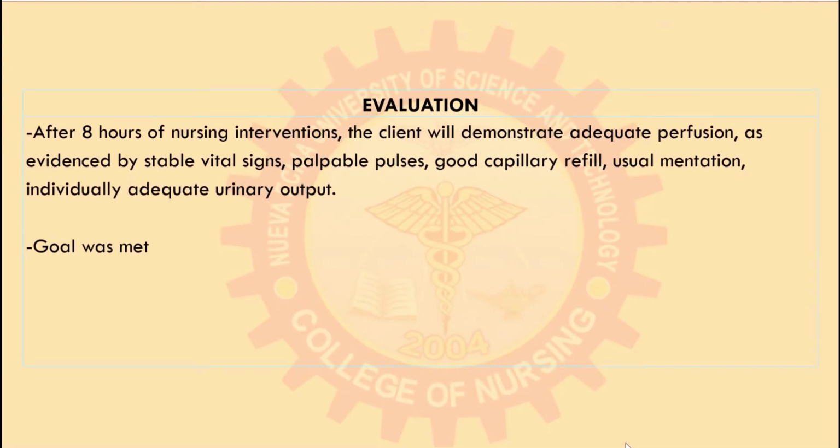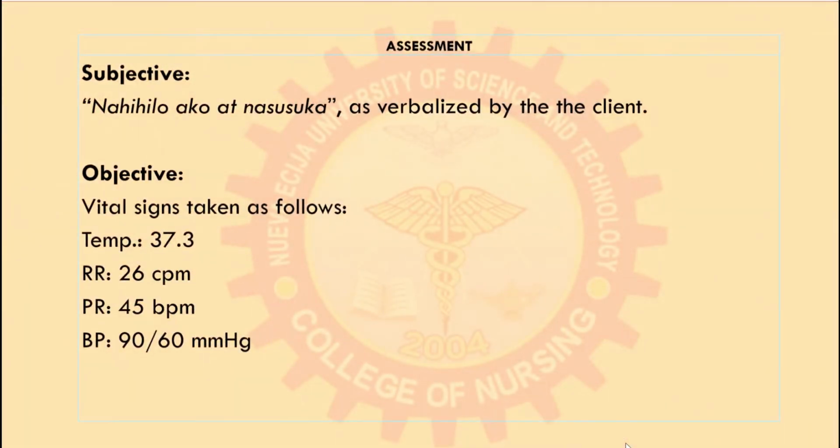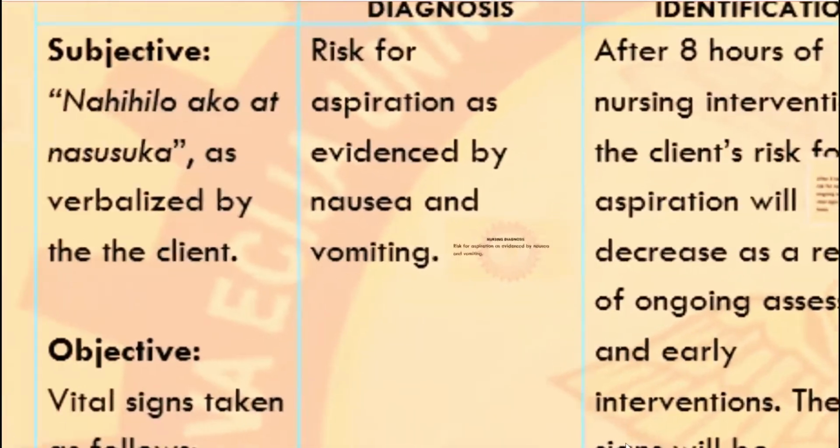For the evaluation, after 8 hours of nursing interventions, the client demonstrates adequate perfusion as evidenced by stable vital signs, palpable pulses, good capillary refill, usual mentation, and individually adequate urinary output, and lastly, the goal was met. For the third nursing care plan, assessment, subjective. "Nahihilo ako at nasusuka," as verbalized by the client. Objective, vital signs taken as follows: temperature of 37.3 degrees Celsius, respiratory rate of 26 counts per minute, pulse rate of 45 beats per minute, and blood pressure of 90/60 millimeters of mercury.